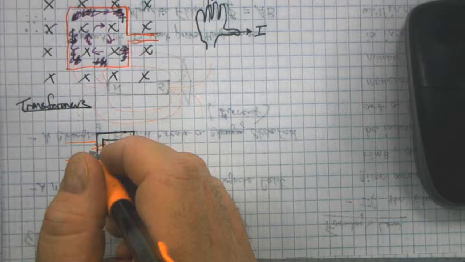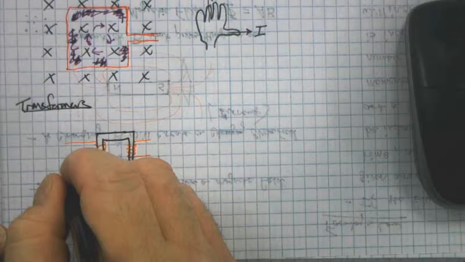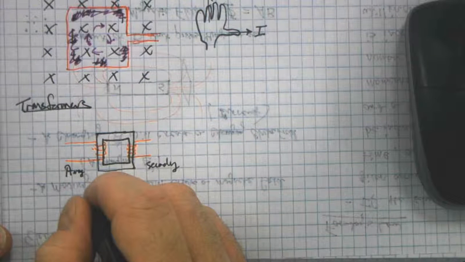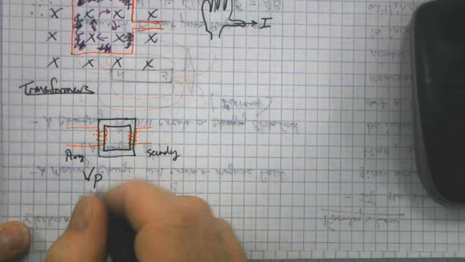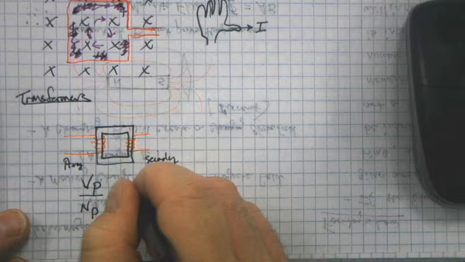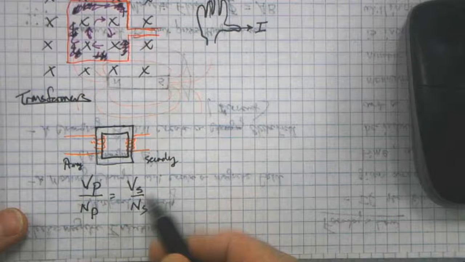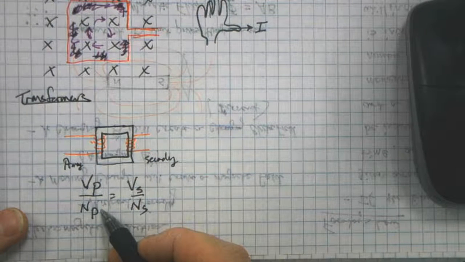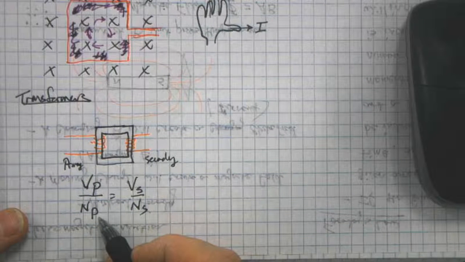Okay, the voltage produced, so we're going to call this the primary, and this is the secondary. The voltage over the primary divided by the number of loops, the number of turns in the primary, is equal to the voltage of the secondary divided by the number of turns in the secondary.